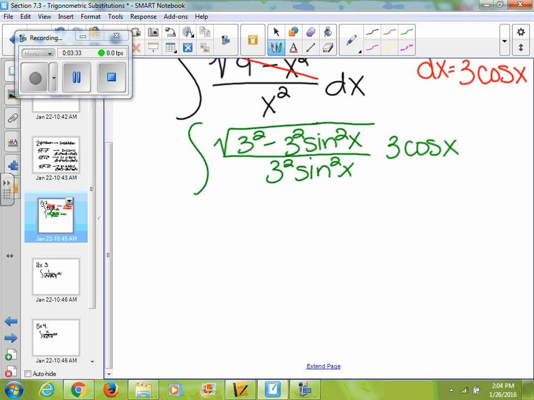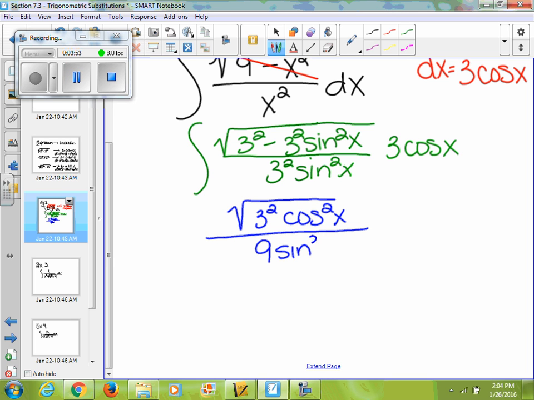Okay, so I now have the product a squared minus a squared sine squared. So I'm going to replace that with a squared cosine squared of x. And I'll simplify this 3 squared to be 9 sine squared of x times 3 cosine of x. So far, so good.